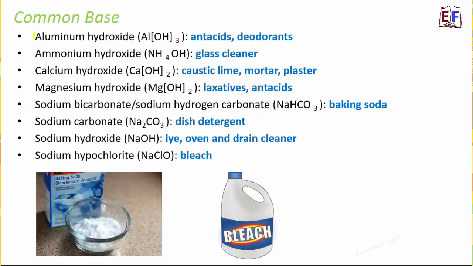List some of the common bases which are present in things around us, starting from antacids to deodorants to glass cleaner to plaster of Paris, laxatives, or even very common things which we normally use for baking, like baking soda, or dish detergent, drain cleaner, or even bleach. So these are names of some of those common bases, and I think it will be good if you know which are the bases present in each of these things around us.